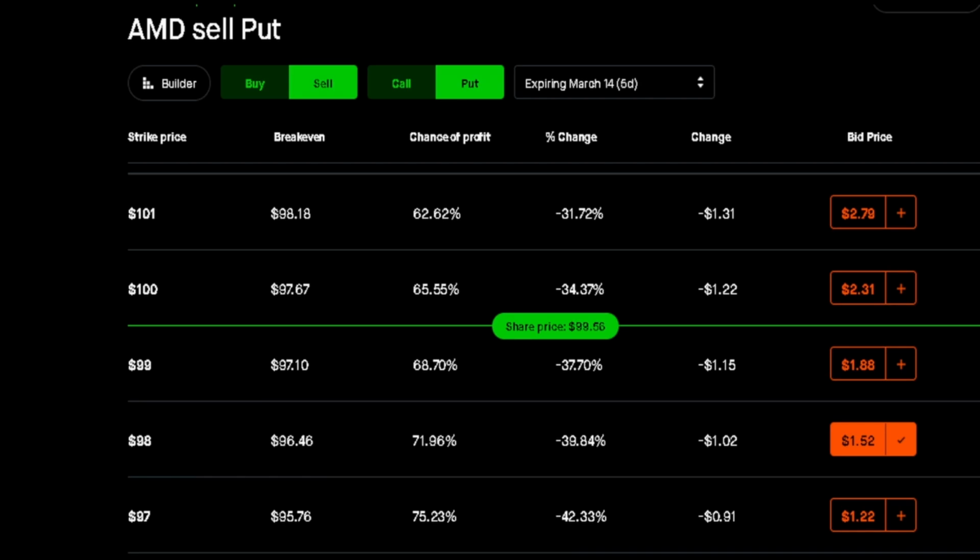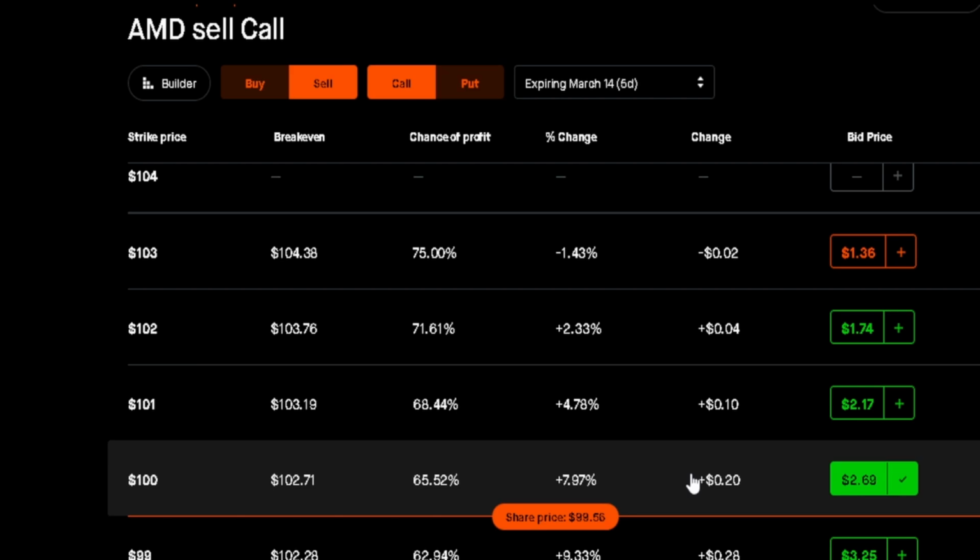Once you own the stock, the next step is to sell a covered call. A covered call is when you sell a call option on the stock you just bought. You're essentially saying, I'll sell you my stock at this price if it goes above this level by this date or the expiration date. Again, using AMD as an example for this upcoming Friday.